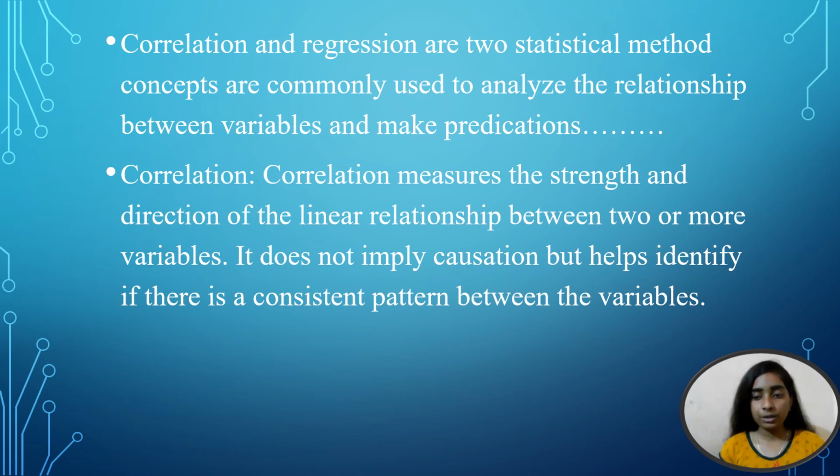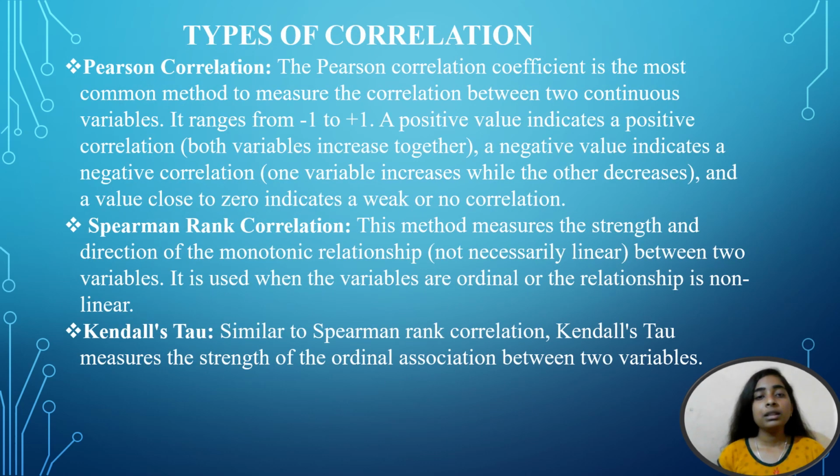Firstly, the correlation. The correlation measures the strength and direction of the linear relationship between two or more variables. It does not imply causation, but helps identify if there is any consistent pattern between the variables. Next, the types of correlation.